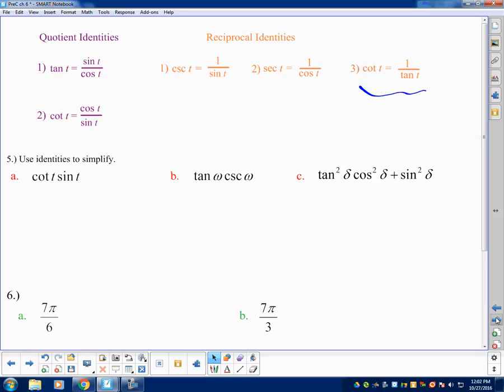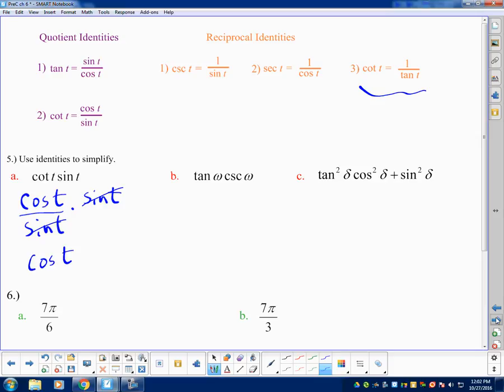But cotangent t times sine of t, that's a product of 2 trig functions. We can create just one by using one of the identities up above. It'll cancel here. Cotangent of t is equal to cosine of t over sine of t, and then times sine of t. You can see that sine of t cancels, leaving just cosine of t. And so that's a bit simpler.